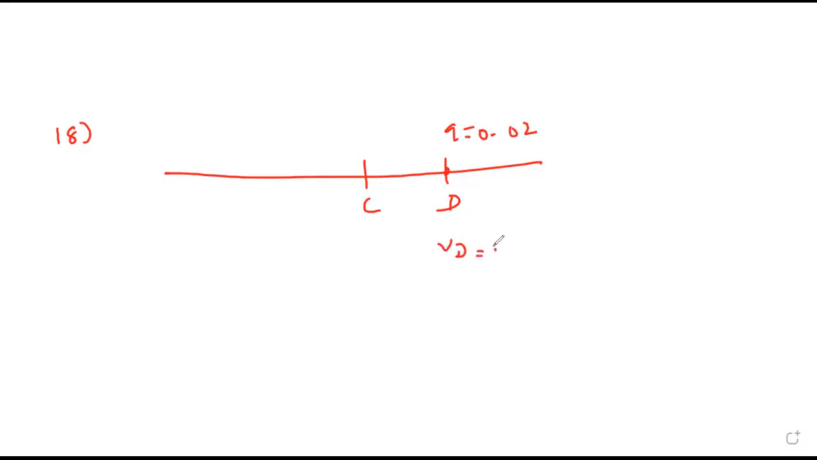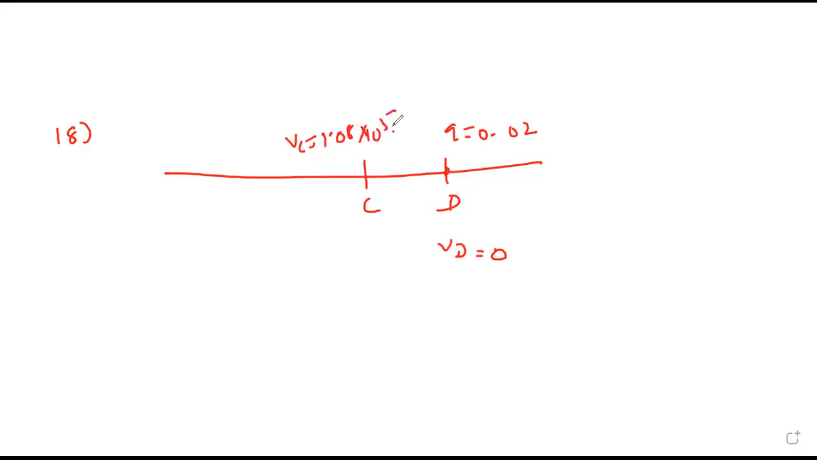Sir, I'm not getting the last one. How much work will be done in taking 0.02 microcoulomb of charge from D to C? Charge of how many microcoulomb? 0.02. What is potential at D? It is 0. And potential at C? C is 1.08 into 10 raised to 5, no?